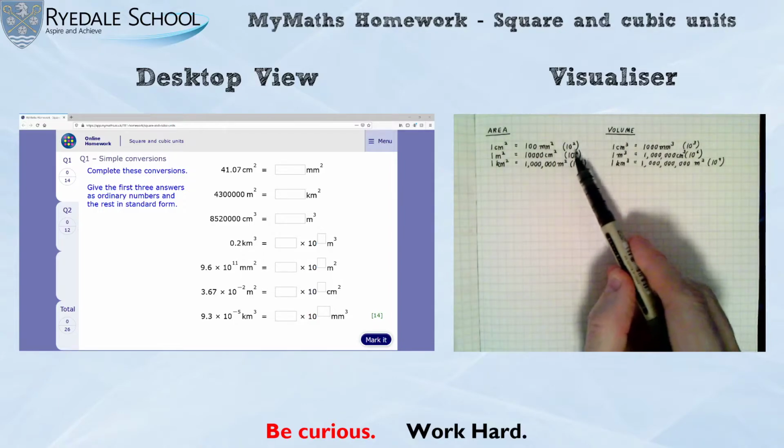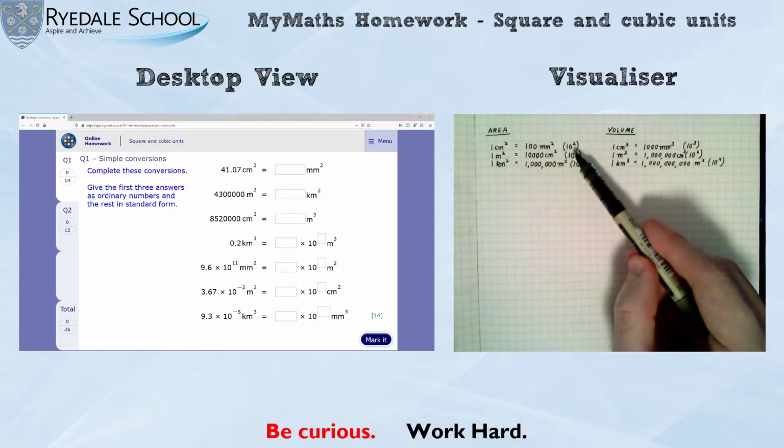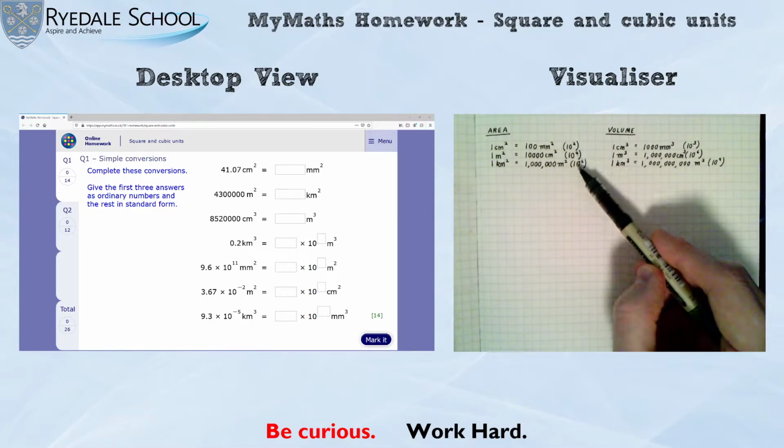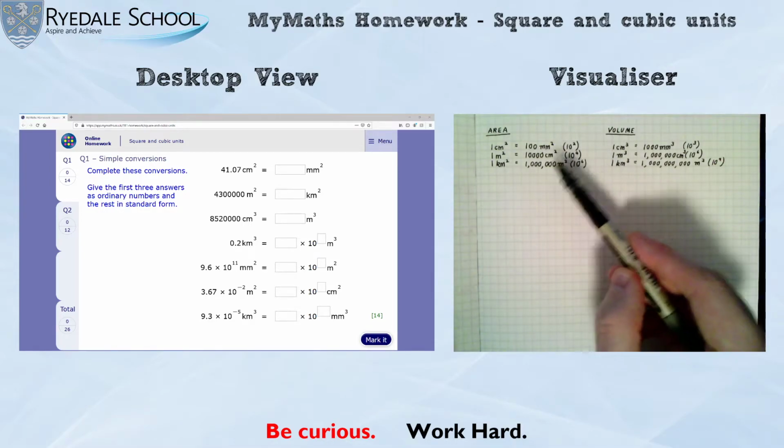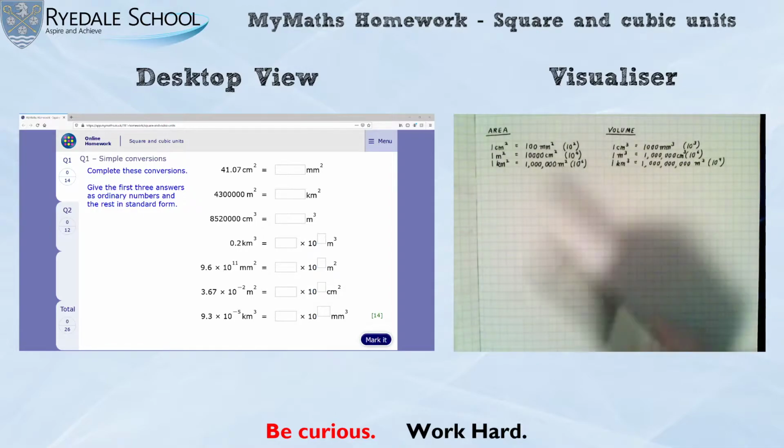What I've also done at the side, since some of these questions look like they involve standard form, is write some of these numbers as powers of 10 already. So for example, 10,000 is 10 to the power 4, and that might be helpful as we work through some of these questions. So let's start.